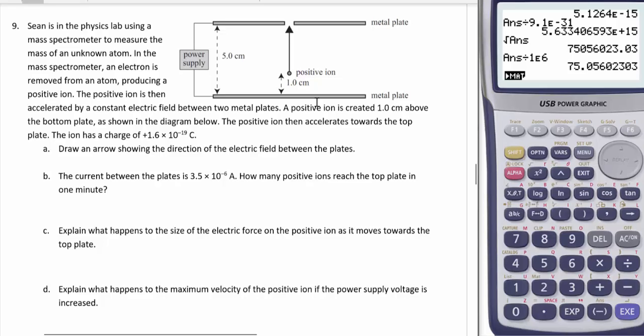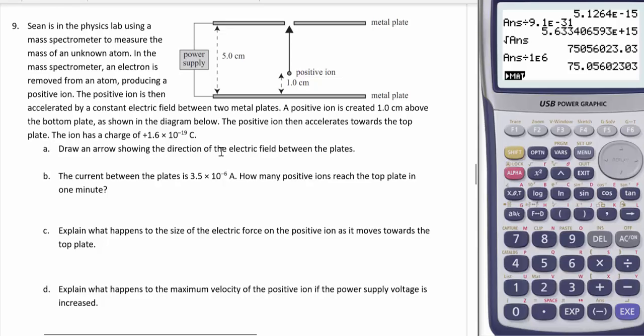The positive ion is created 1 centimeter, so now we've got two different distances. So this is the D for E equals V over D, and this is a D related to the energy. The positive ion is accelerated towards the top, so that'll be 4 centimeters rather than 1. Draw an arrow to show the direction of the electric fields.